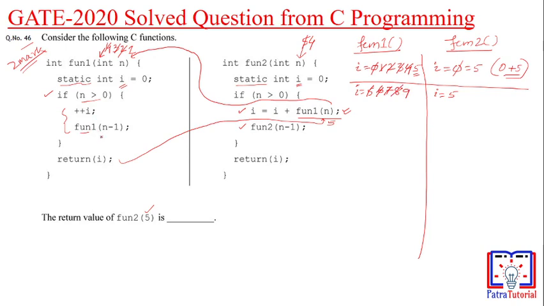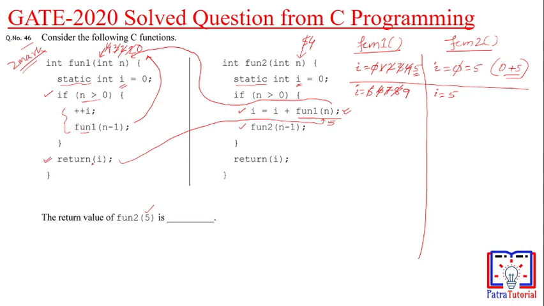Then call the same function again by passing n minus 1 as a parameter. N equal to what right now? 1. 1 minus 1 equal to 0. So by passing 0 as a parameter, call the same function again, and it will get inside the function 1, and 0 is not greater than 0, right? So this condition is not satisfied, so these two statements will not be executed. Directly it will go to the return.